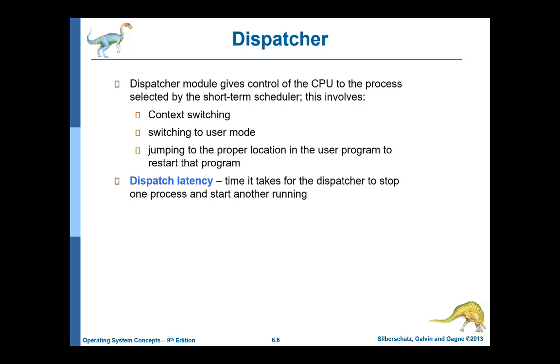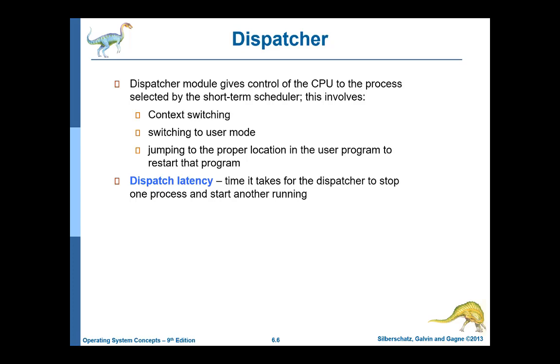So the process which we are removing, we save the information into its process control block, and for the next process which is coming, we load its information from its process control block. That is called context switching. So this dispatcher is responsible for context switching, which means loading and unloading the processes from the CPU and then switching to the user mode.